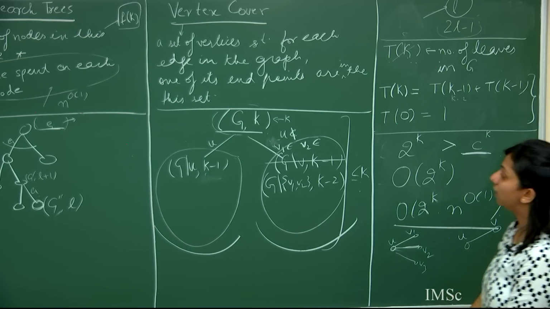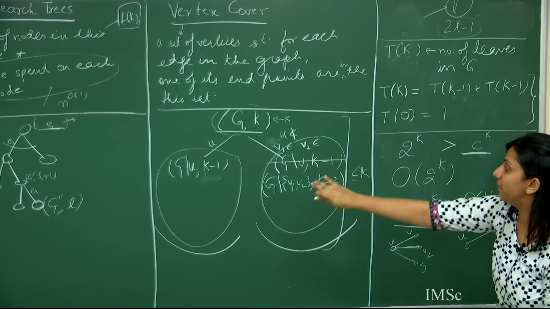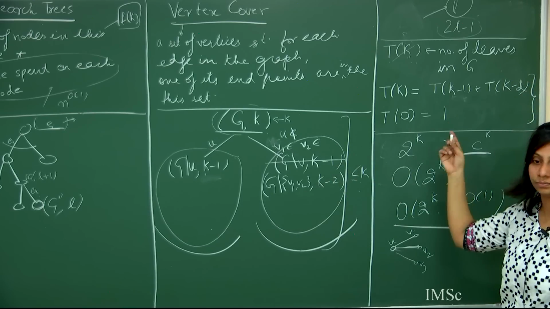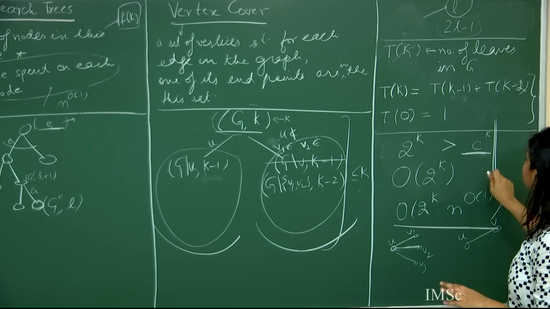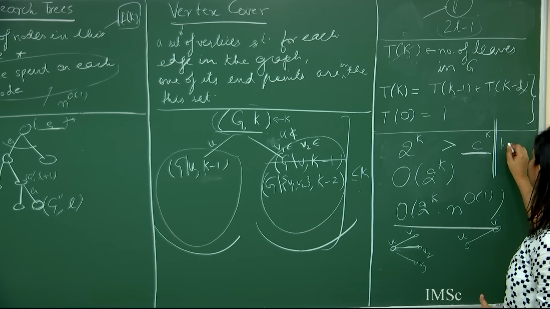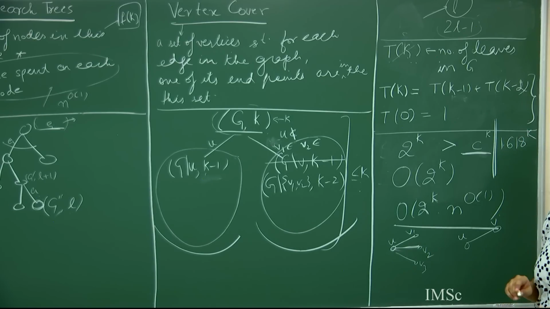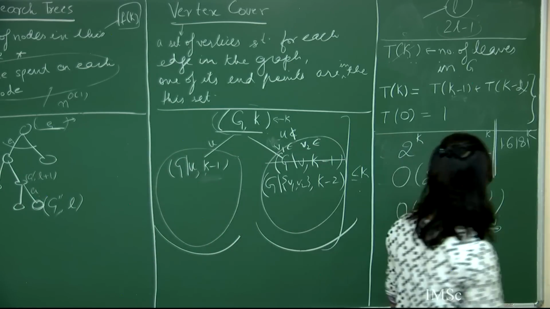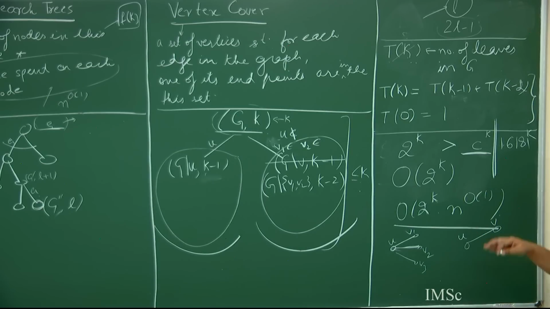And now again, to bound the number of leaves in this tree, we'll write a recurrence, and in this case the recurrence will be T(k) = T(k minus 1) plus T(k minus 2). If we solve this recurrence, it solves to 1.6181. Yes, this is the golden ratio. And of course, this is better than 2 power k. So that was 2 power k into poly n, and this is 1.618 power k into poly n.